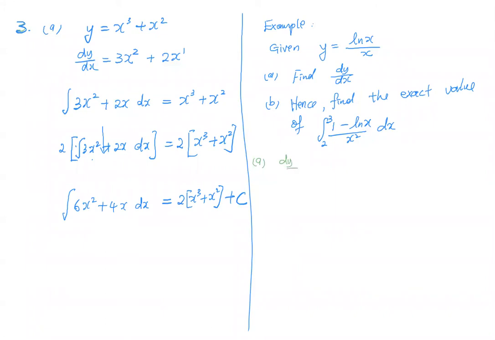Okay, let me show you part A. You are using quotient rule. Bottom times by the derivative of the top. Take away the top times by the derivative of the bottom. The whole thing divided by bottom square.